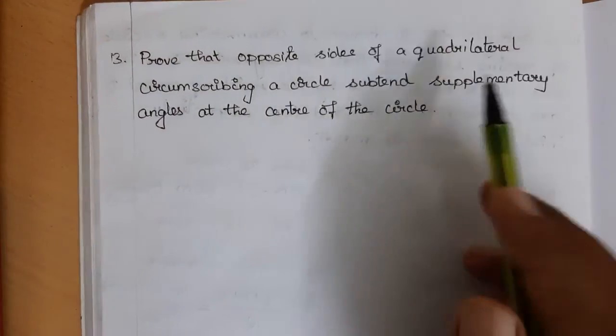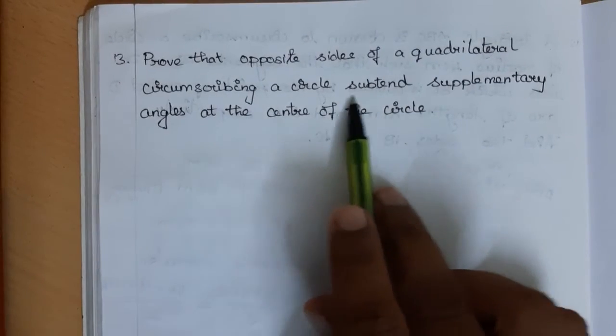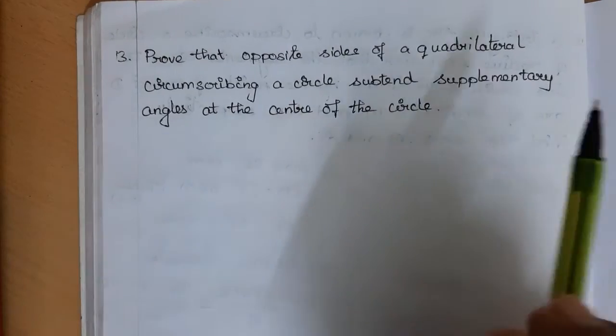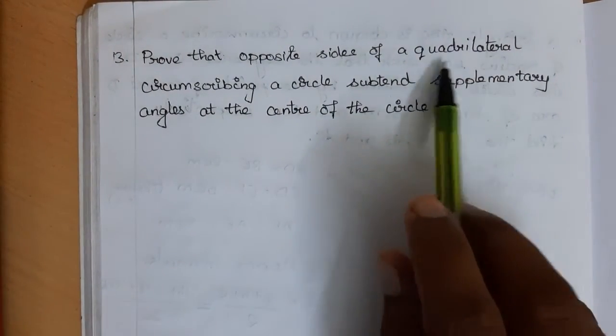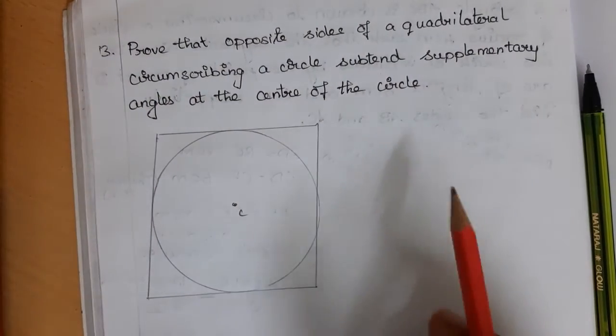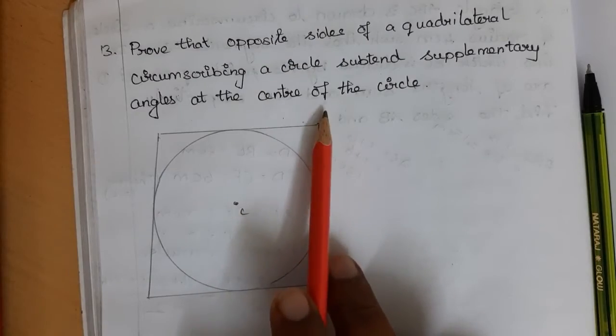So here we go for the next problem. Prove that opposite sides of a quadrilateral circumscribing a circle subtend supplementary angles at the center of the circle. So first we have to draw the quadrilateral circumscribing. So here is the quadrilateral circumscribing a circle, subtending the supplementary angle at the center of the circle.